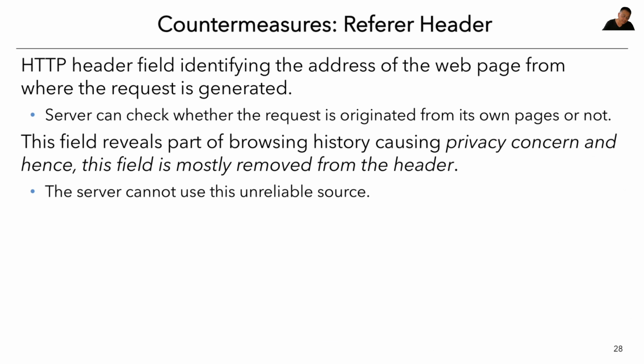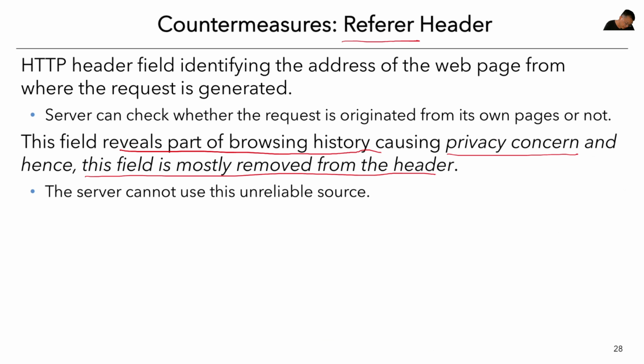So countermeasures, the referral header. When the browser sends a request, it will automatically add something called a referral in the header. We have looked at this in the previous slide. Okay. So this field will reveal part of the browser history, right? Because it says where this request comes from. So sometimes it can cause privacy concerns. So this field sometimes is removed from the header.